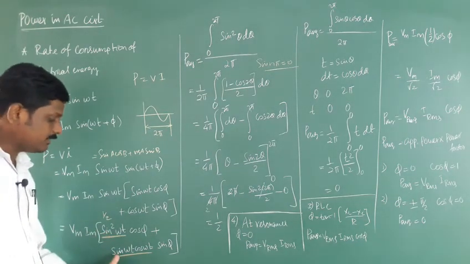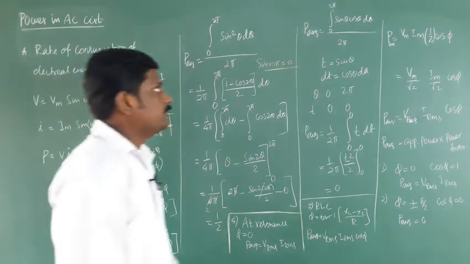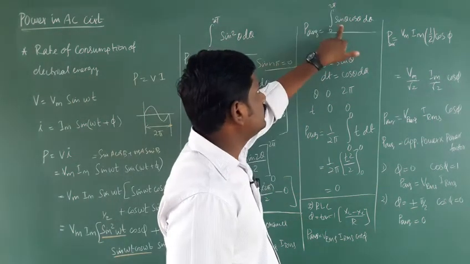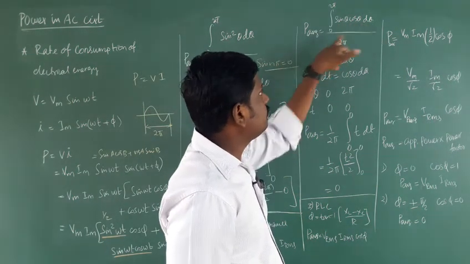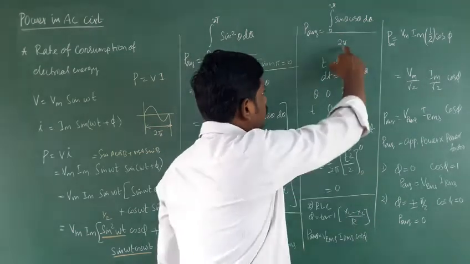Then the second term, sin omega t cos omega t. Again P average is the integral from 0 to 2 pi of sin theta cos theta d theta, and the base length of the phase is 2 pi.